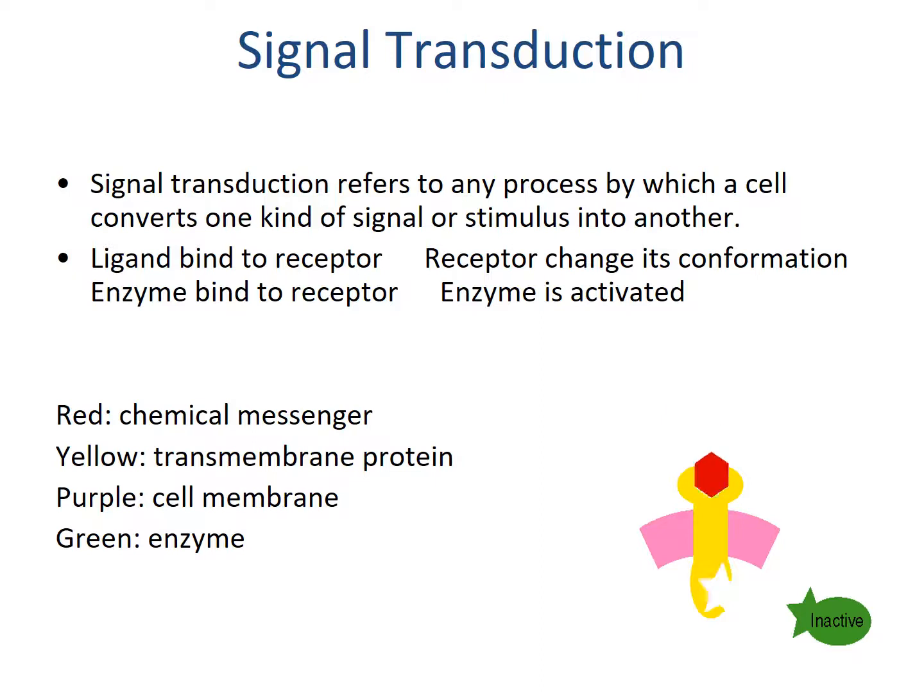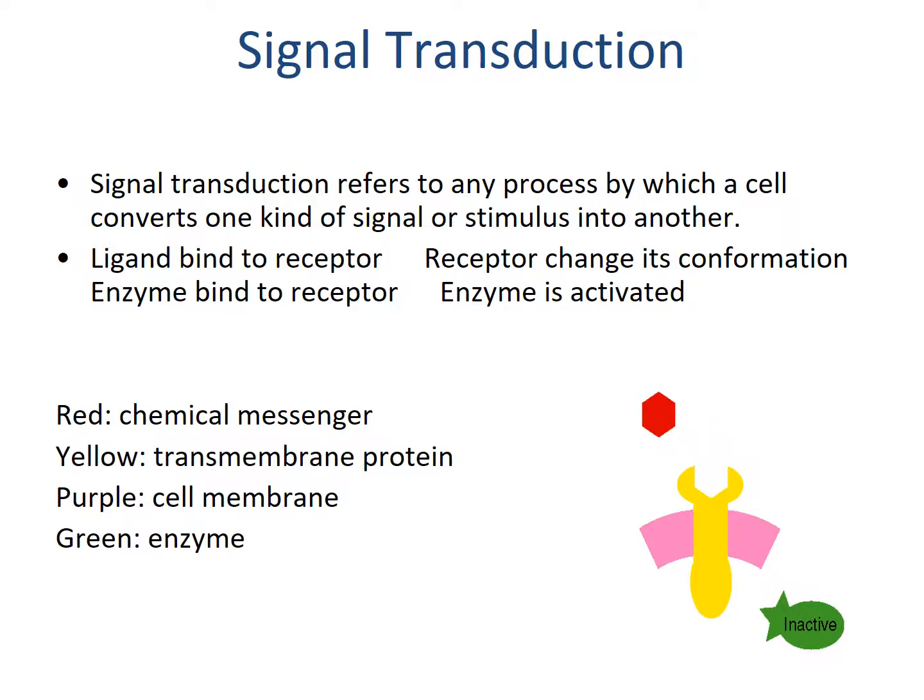binds to the receptor. There's a conformation change, and another protein binds and becomes active, and a lot of times it's an enzyme, and it then further activates a cascade of proteins to transduce the signal. So a cell converts one type of signal or stimulus into another.